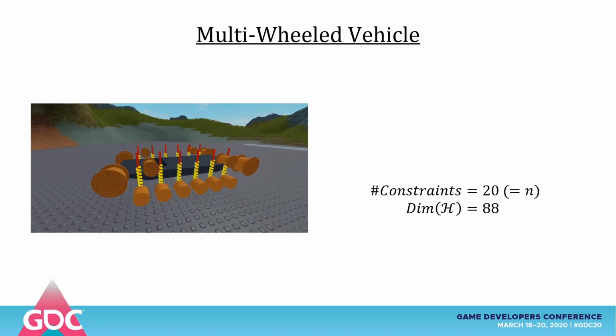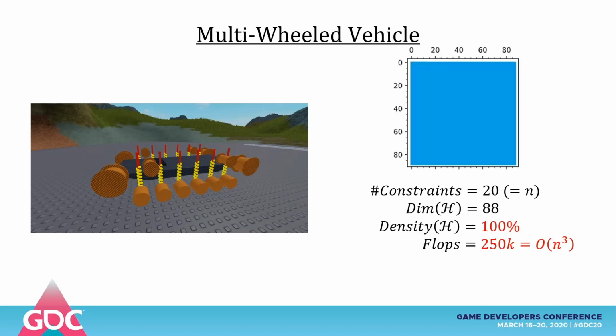On the other hand, the body of the vehicle has a totally different constraint matrix. It has only 20 constraints, which are mostly hinges, and its dimension is 88. But the density of the constraint matrix is 100%. It takes 250,000 operations to decompose. The complexity here is n cubed in the number of wheels. This is a problem to which we have a solution called body shattering.